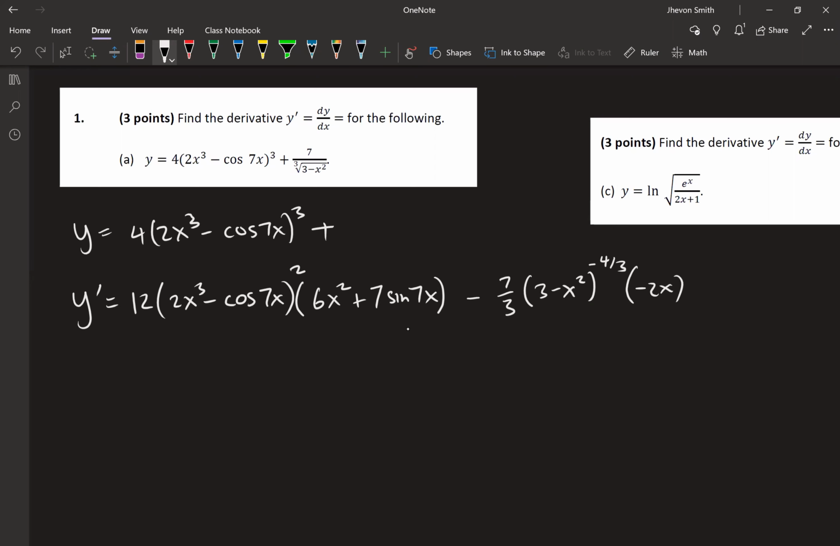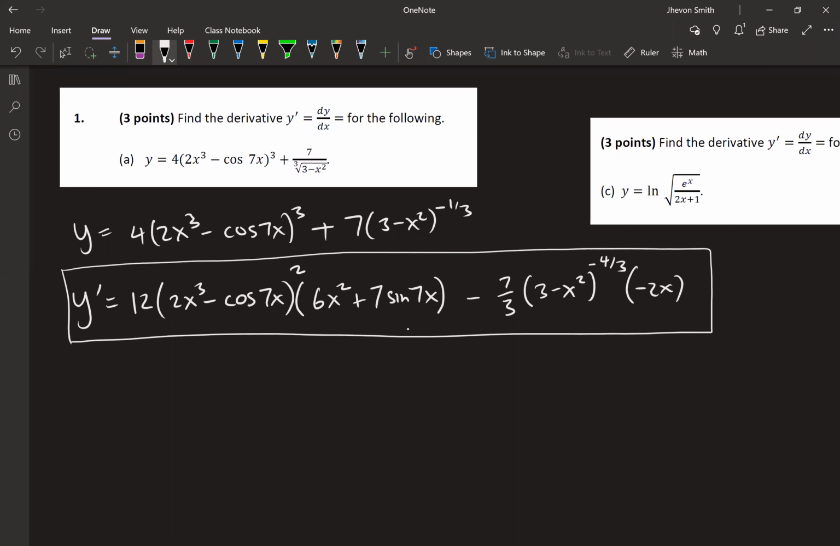You just rewrite the second part as 3 minus x squared to the minus 1/3. So you bring that minus 1/3 down to the front, that gives you the minus 7/3, and then you subtract 1, which is subtracting 3/3. Minus 1/3 minus 3/3 is minus 4/3, and then the chain rule says you have to multiply by the derivative of the inside. So yeah, that's fine. Oh, okay. So we don't need to simplify that. No, I don't think the instruction said simplify. Okay, cool.